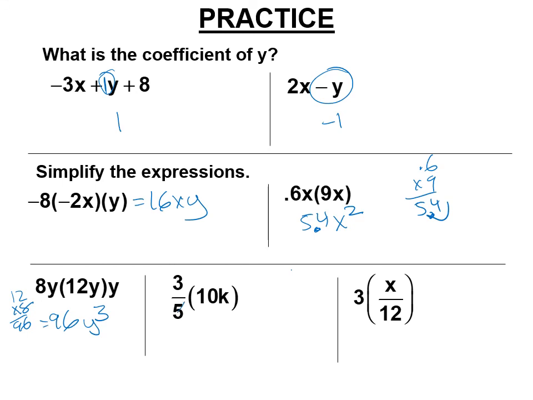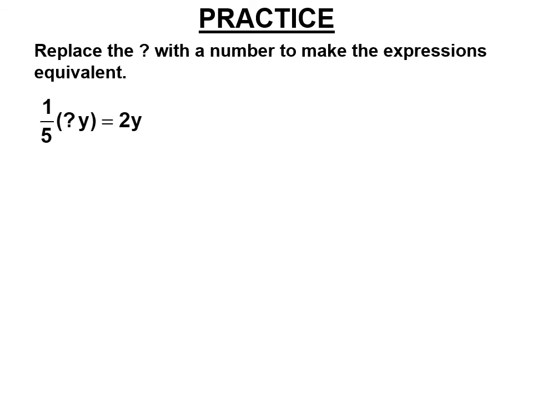3/5 times 10k. 5 cancels with the 10. 3 times 2 is 6. This is 6k. Here, 3 times x over 12, or x divided by 12, this 3 cancels, becomes a 1, this becomes a 4. This is x over 4. What does the question mark have to be to make this 2, right? If it was a 5, they'd cancel and make it a 1. I say the question mark is a 10, right? If it's 10y, then that cancels and makes 2y.